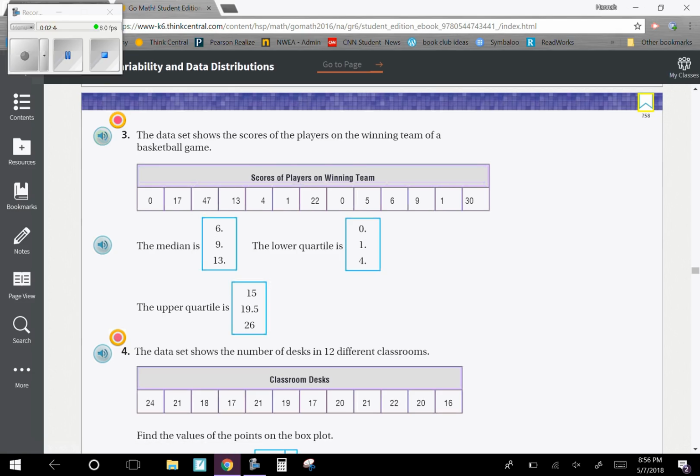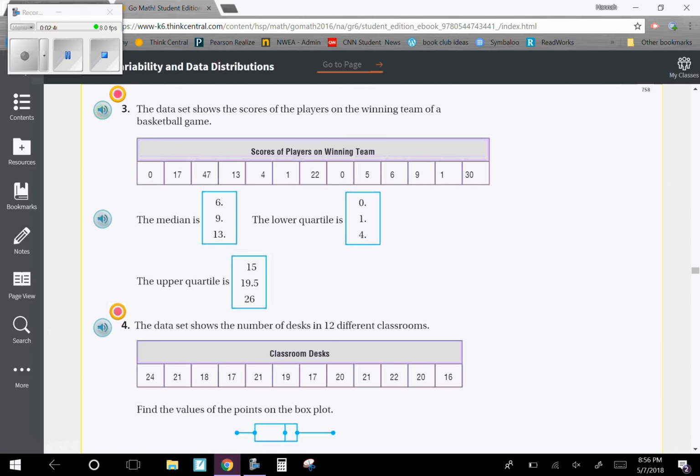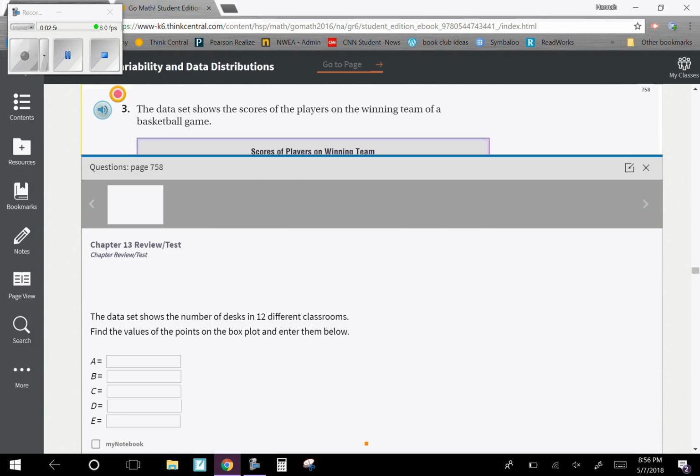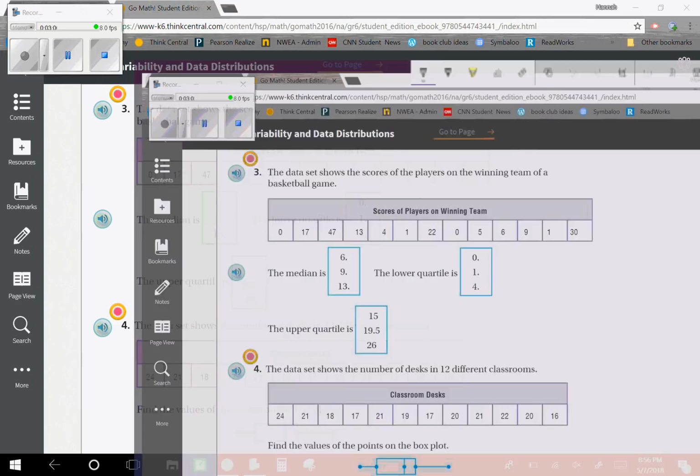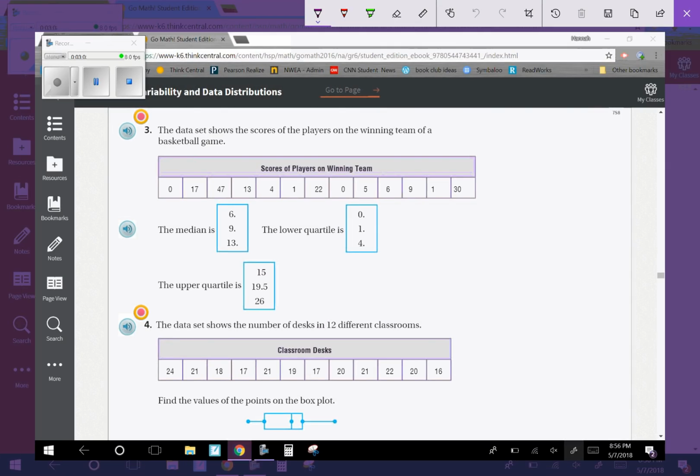Looking on to number 3. The data set shows the scores of the players on the winning team of a basketball game. Okay, so here's the scores. And we need to look, the median is blank and the lower quartile is blank. Okay, so we need to figure that out. What is the median? What is the lower quartile? Again, for the median, you need to put them in order from least to greatest.